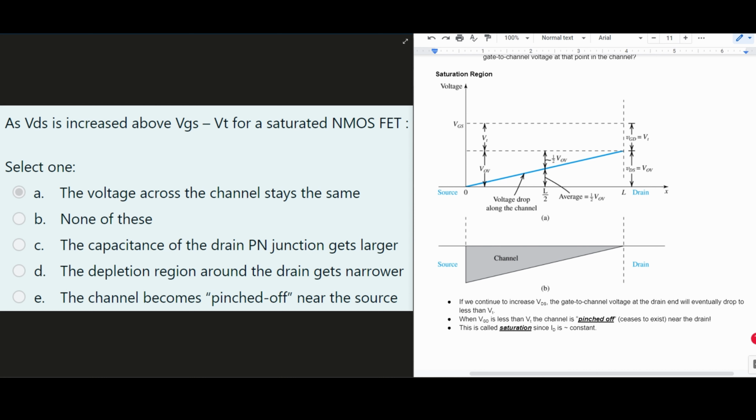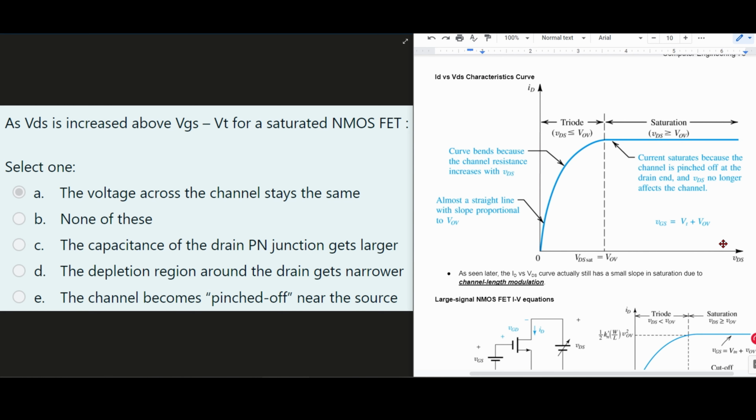As VDS is increased above VGS minus VT for a saturated NMOS FET, we know, of course, we're going to be in saturation, so we're looking at the saturation region. So we're also going to look at something like this, right? Our VGS minus VT is going to be equal to our overdrive voltage. So as VDS is increased above this, we're going to look at what's going to happen.